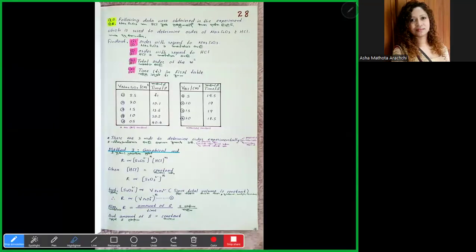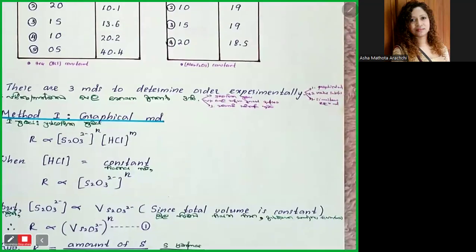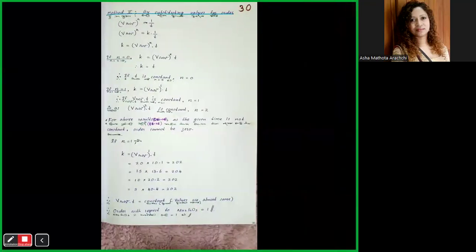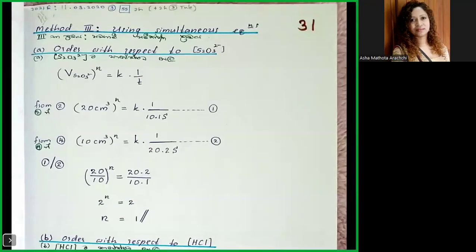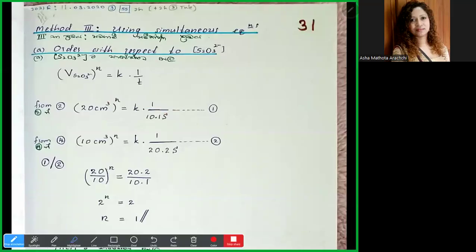This is my second data, and this is my fourth data. 20, 10, then 10 and 20. See, the first data is when volume is 20, time is 10. Second data, when volume is 10, time is 20. Okay, so n is just maintaining, k is just maintaining.